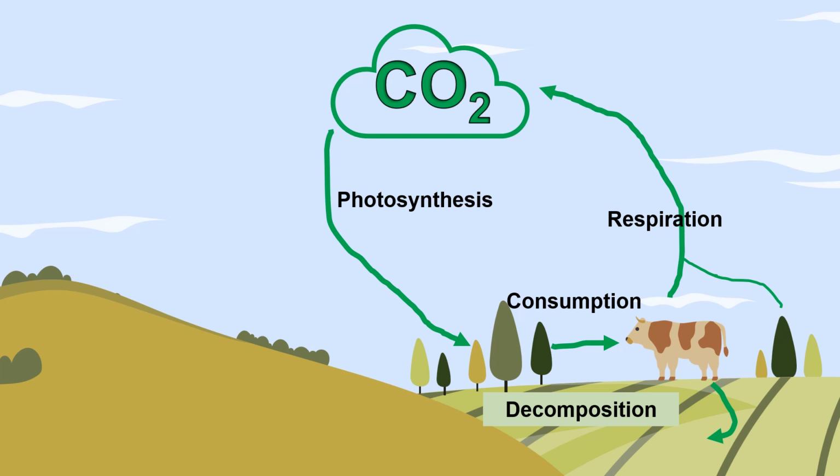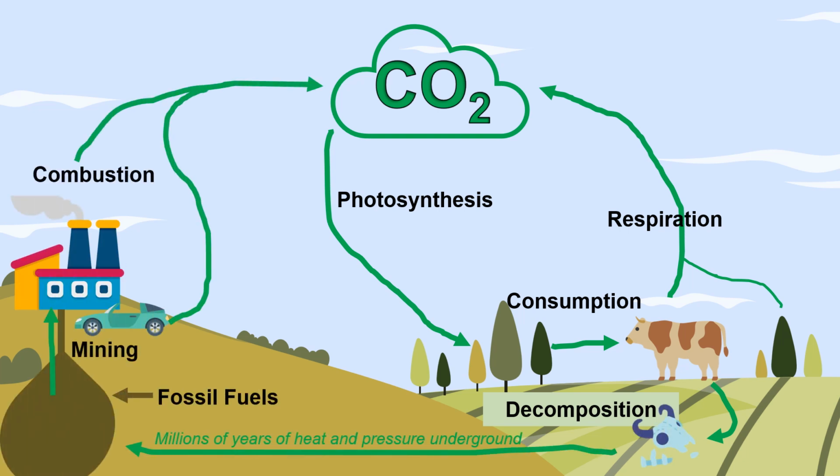Now, I showed you all the ways that the carbon cycle works just out in nature, but as humans, we've actually added to this a little bit. So if we start down here at the bottom, decomposition, I told you that the carbon of dead animals gets stuck under the ground. Now, millions of years of heat and pressure underground is going to turn this into fossil fuels. This could be oil, gas, coal, anything that we use for fuels that was once a living organism.